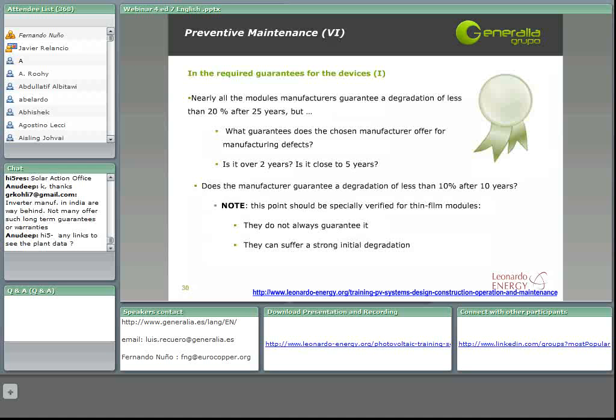It is important to know that the guarantees are particularly important in the thin film modules, because they normally can suffer a strong initial degradation, and some manufacturers don't offer a degradation guarantee. So be careful if you select these kinds of modules to check with the manufacturer that the conditions of the guarantees fit with the performance of your solar plant.